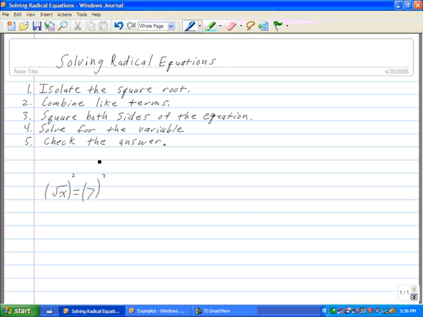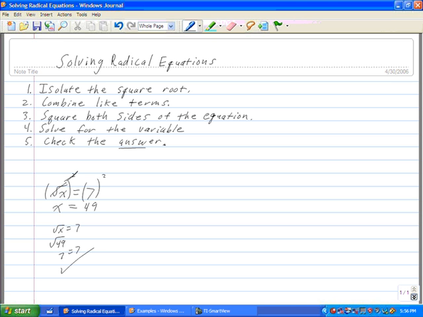Square root of x, squared. What happens here is the square root is canceled out with the square, so nothing but an x comes down. There's no x squared or anything like that coming down. 7 squared is 49. So this problem was solved in a single step. But we still need to remember, always check the answer. So, I'll go back to the original problem, which was square root of x equals 7. Put in the 49, and that answer checks out just fine.